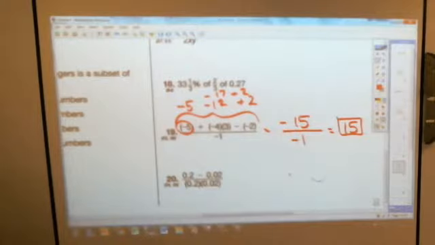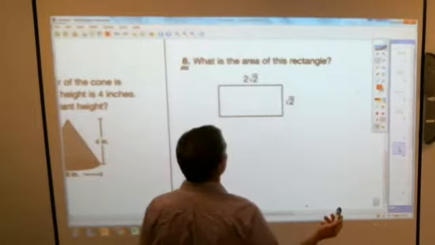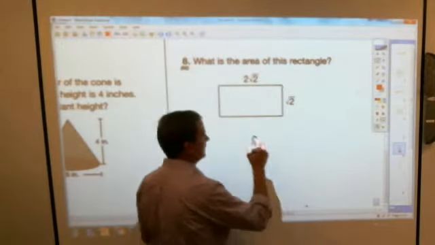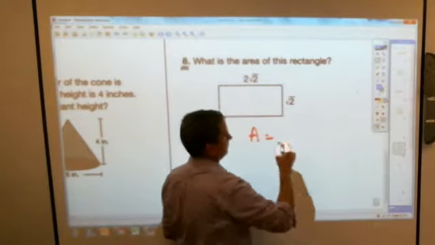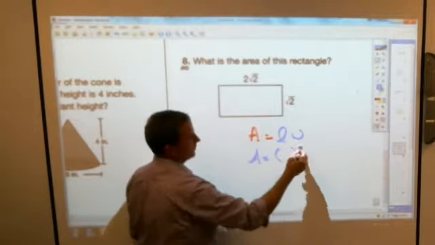Wade Davis, what's your question? Number 8. Look at that. How does that happen? Well, the first thing we do is write down the formula for the area of a rectangle, which just so happens to be length times width. So then, area equals, I would put some parentheses.